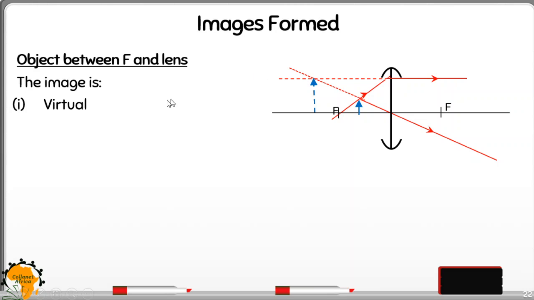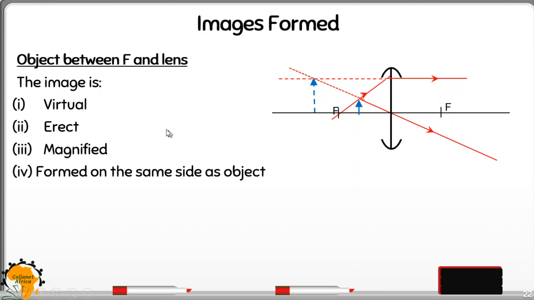So we look at the characteristics. One, the image formed is virtual, erect, that is upright, magnified, as you can see it is bigger than the object, and it is formed on the same side as the object.